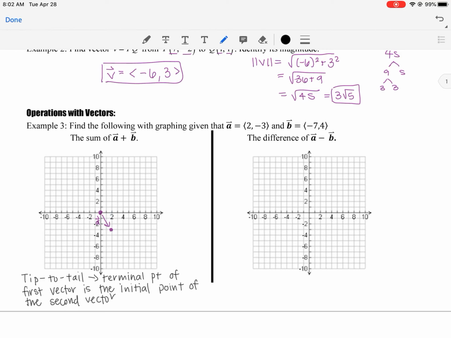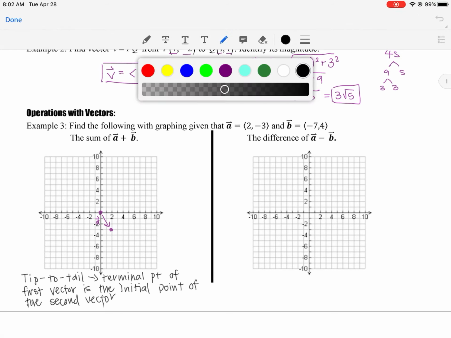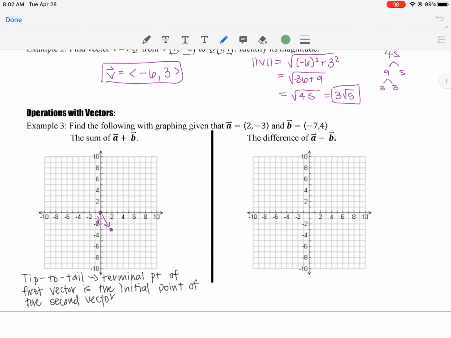And I guess I should say then, connect the original initial point to the final terminal point. So, okay, we got vector A, and then we're saying, from this same point, we're going to use this as our initial point.